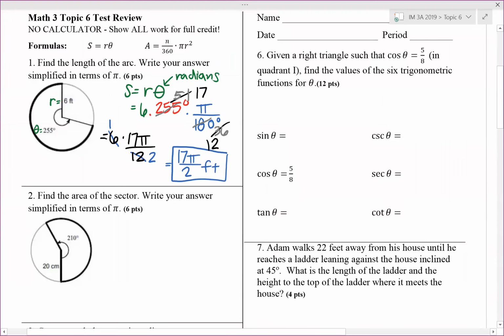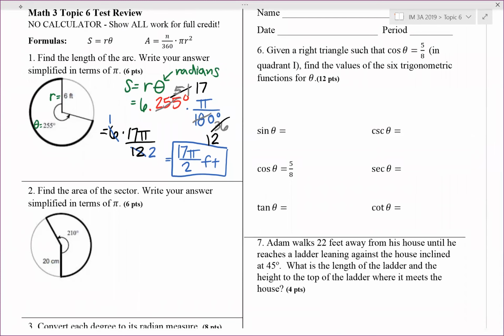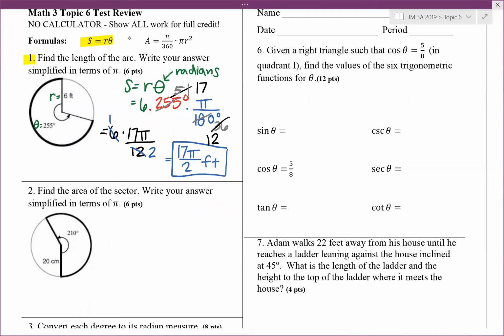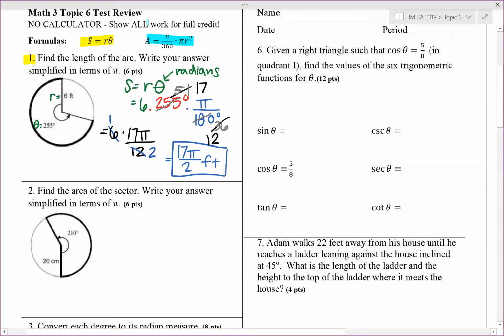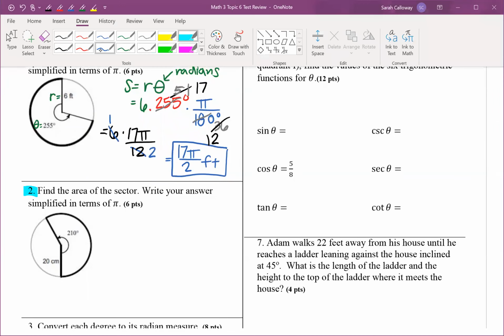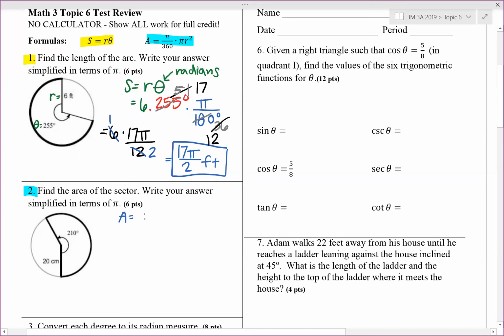The second formula is for the second problem. So again, I used this formula for problem 1. I'm going to use the area formula for problem 2. So notice that since there's a 360, that's a clue to you that you are actually using the degree measure for this, and pi is involved in the problem. So I'm going to rewrite that equation for problem 2. Area is equal to n, which is the angle measure, divided by 360 times pi r squared.